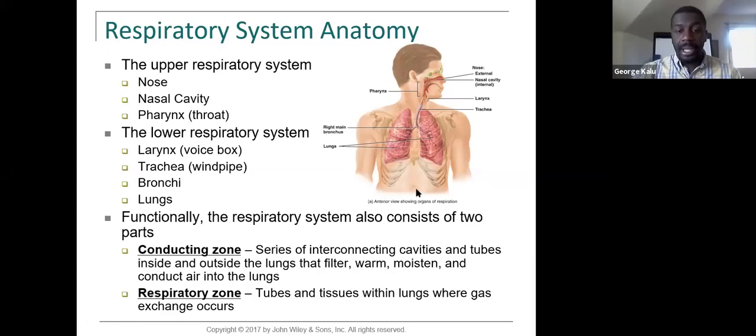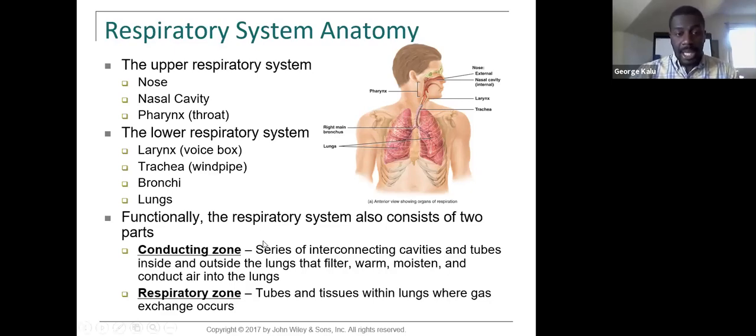Then once we start to get into the lungs, that's where we start to encounter our respiratory zone. And so the respiratory zone is where we're going to have gas exchange actually take place. This is where we're going to be exchanging oxygen for carbon dioxide inside the body.